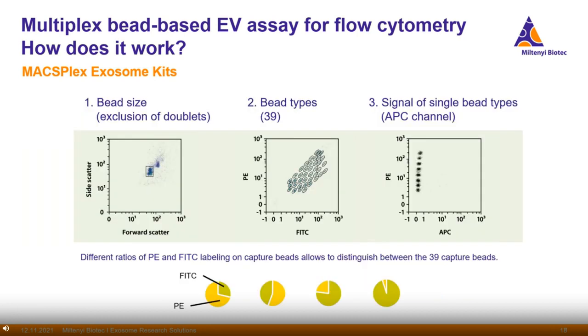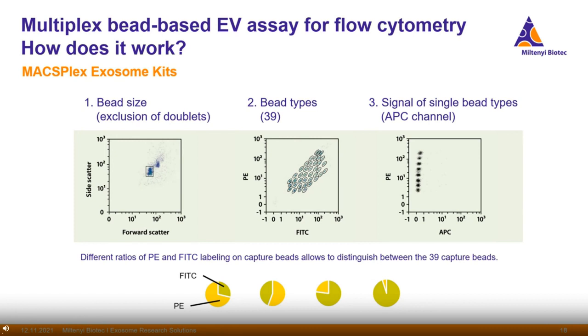Let's have a closer look at how this would actually look on a flow cytometer. So as you can see in the first plot, with the side scatter and forward scatter gate, you can easily exclude the doublets and aggregates based on the bead size. Then with the PE and FITC gate, as shown on the second plot, you can nicely discriminate the 39 different bead types based on the different ratios of PE and FITC labeling on the capture beads, as I mentioned earlier. With the APC channel, you can then ultimately detect the captured exosomes as shown in the third plot.